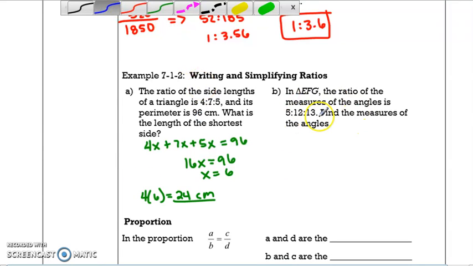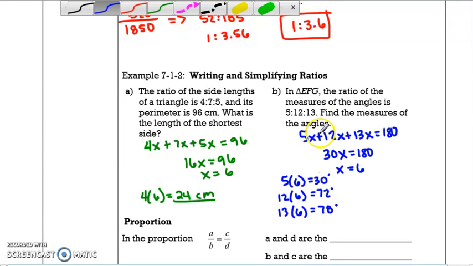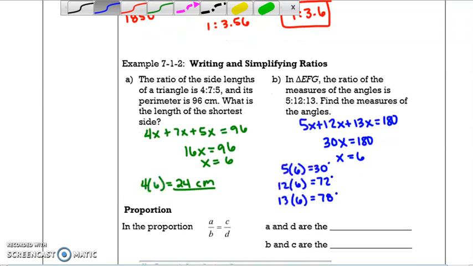If you want to try this next one, you can go ahead and try it. Think about the total of a triangle, what all its angles add up to, and do what we did here. So 5x, 12x, 13x, the sum equals 180, and solve. When we do 5x plus 12x plus 13x equals 180, we get 30x equals 180, which means x is 6. So plugging 6 back in, 5 times 6, one angle is 30, the other is 72, and the last one is 78.